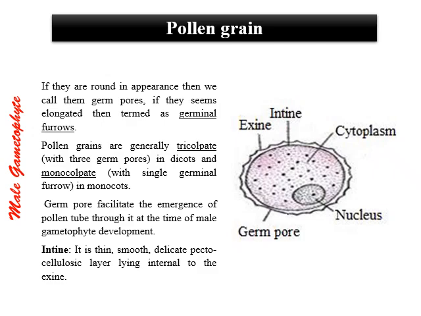The next layer present in the pollen grain is called the intine, which is present inside. It is a thin, smooth, delicate pectocellulosic layer lying internal to the exine.